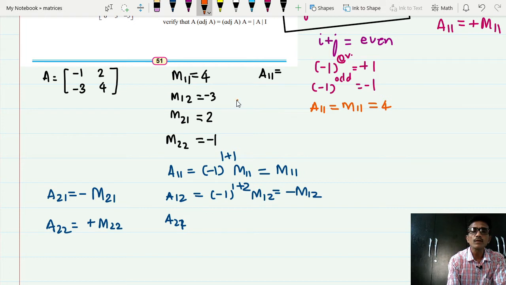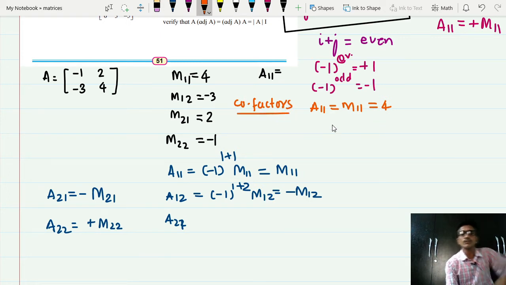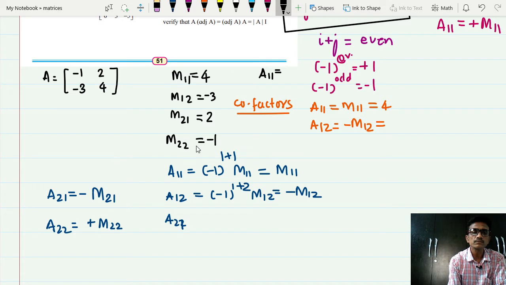Cofactors. These are cofactors. So a11 is equal to m11, a12 is equal to minus of m12, which is equal to what? m12 is minus 3, and minus of that will be plus 3.